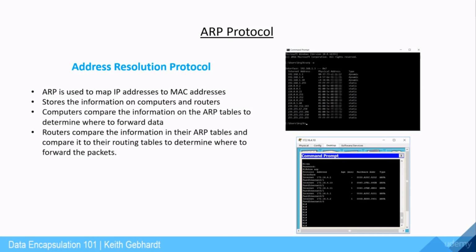ARP is used to map IP addresses to MAC addresses and then stores the information in its ARP table. Our computers and routers all have ARP tables, and those devices will look at that ARP table at any time when they need to send information across the networks, so they can learn the layer 3 addressing and then learn the layer 2 addressing associated to it.